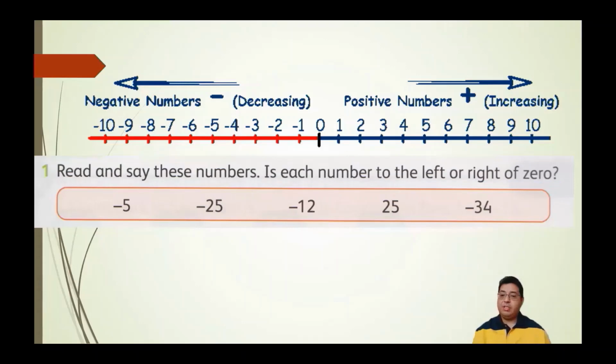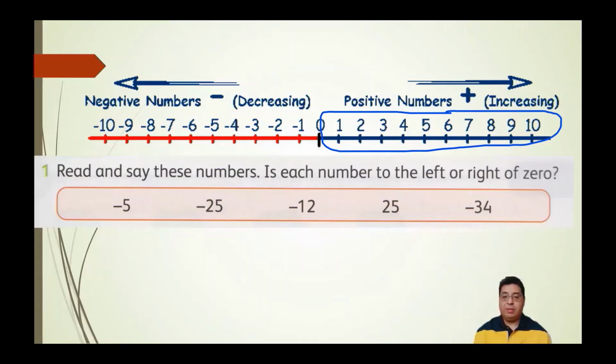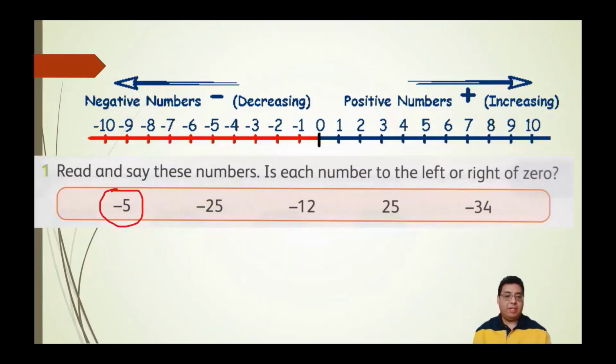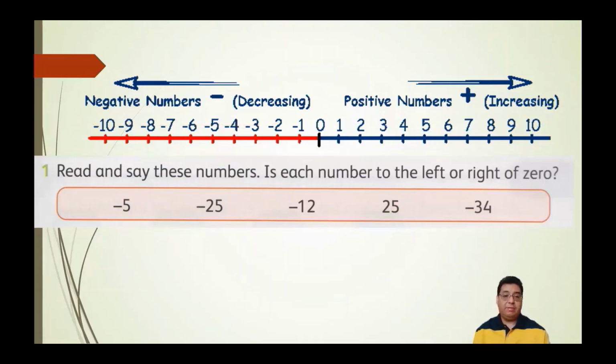So just as I showed you earlier, all the negative numbers here are to the left of 0. And all the positive numbers here are to the right of 0. So I'm just curious, which side do these numbers fall on? Such as negative 5. Where does negative 5 fall? Is it to the left or to the right of 0? Negative 5 obviously falls to the left of 0.